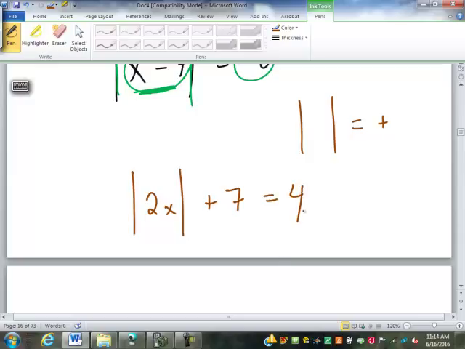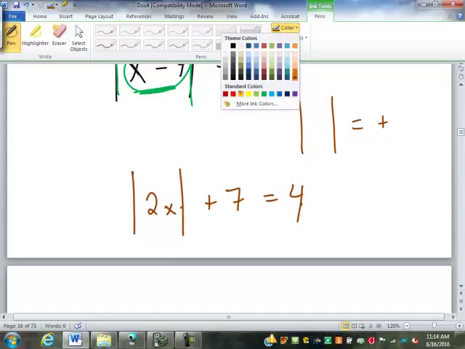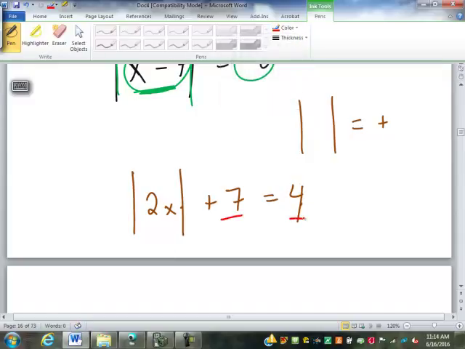That looks okay because it's positive over here, right? But the absolute value isn't alone. If you're going to add 7 to something to get a 4, this would have to be a -3, and that can't be. You can't have an absolute value that comes out to a -3. You can take the absolute value of -3, but you can't have it equal -3.